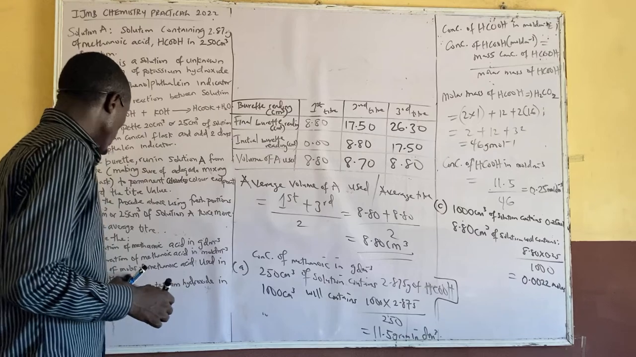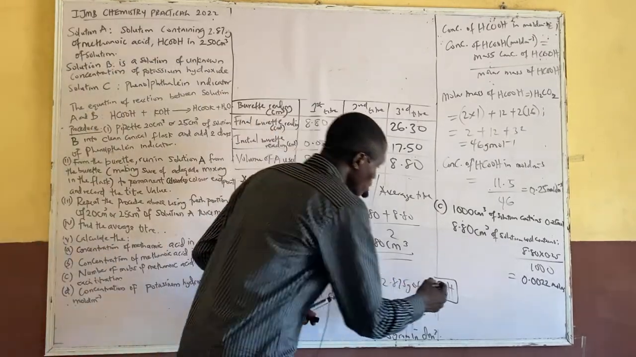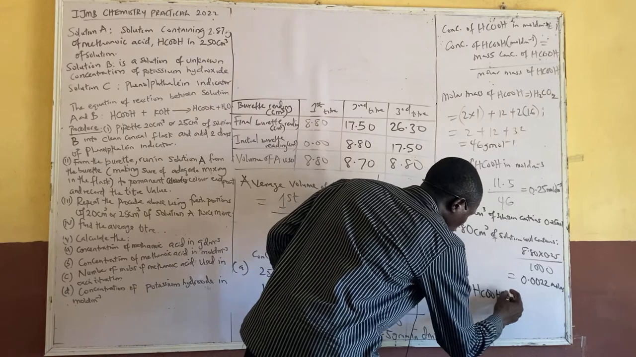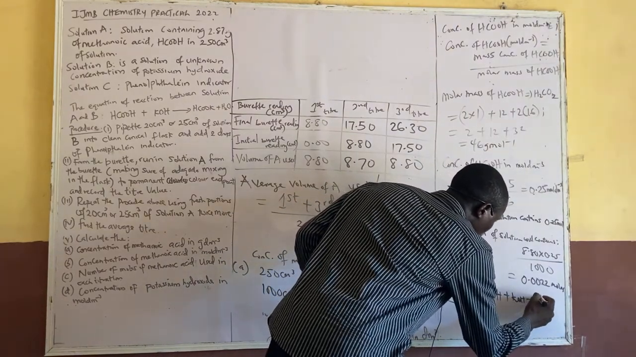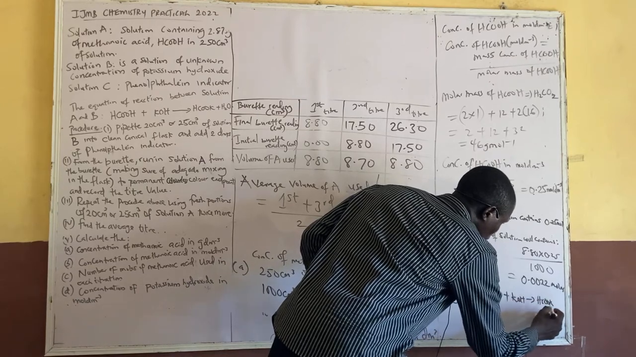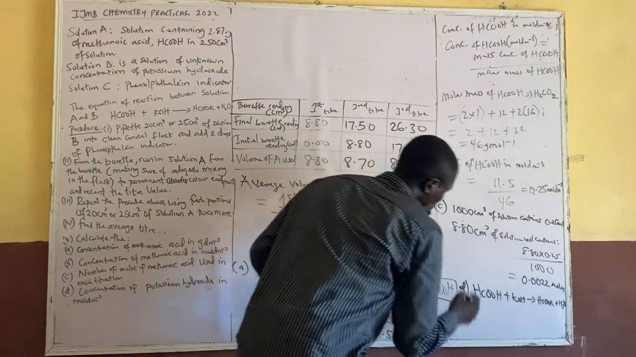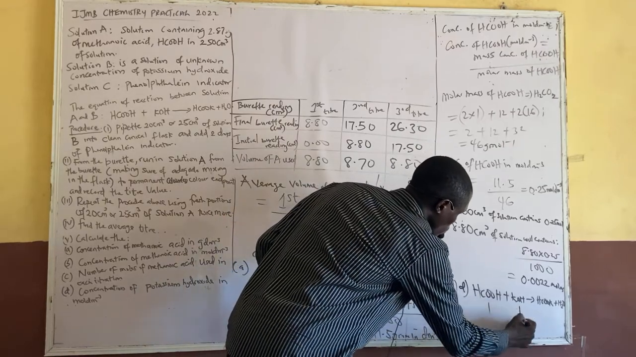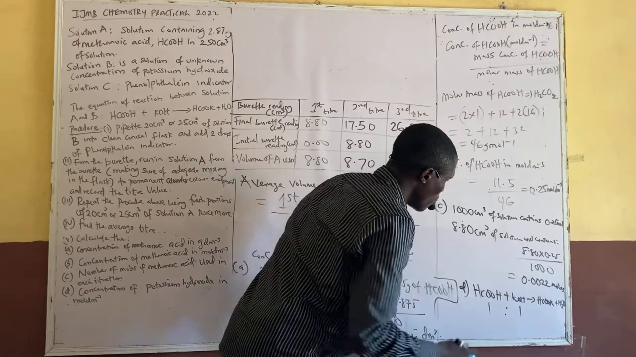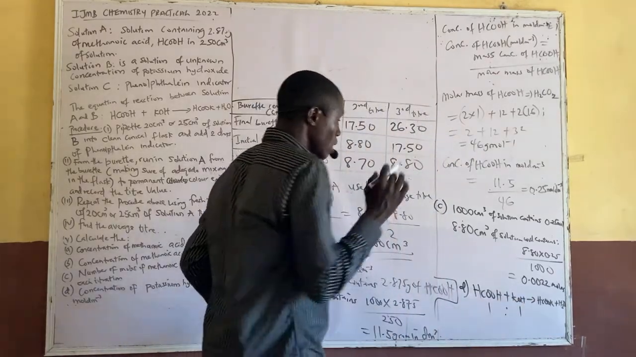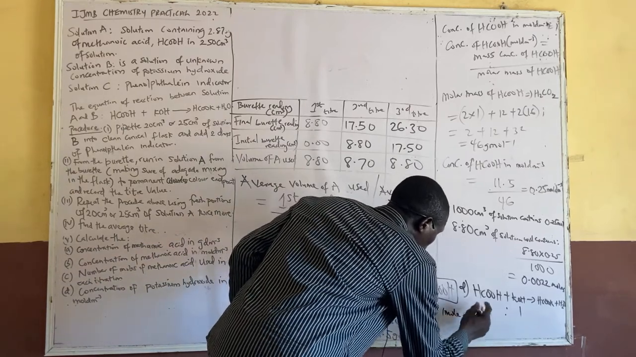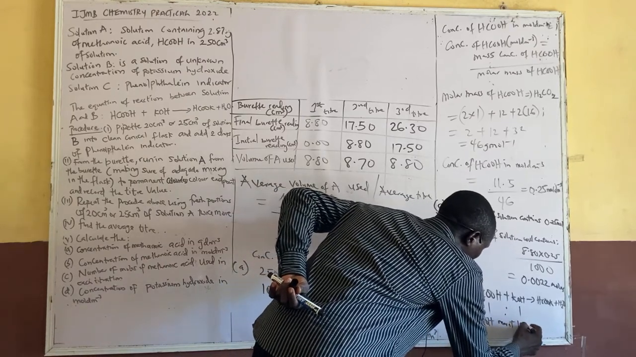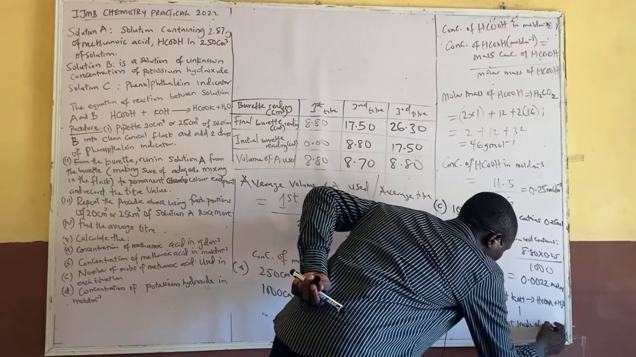Having gotten this, we now calculate the concentration of potassium hydroxide in mole per dm cube. From the equation of the reaction, HCOOH plus KOH gives potassium methanoate plus water. What we can get from this equation is that we have a 1 to 1 ratio of formic acid with potassium hydroxide, meaning 1 mole of HCOOH reacts with 1 mole of KOH.